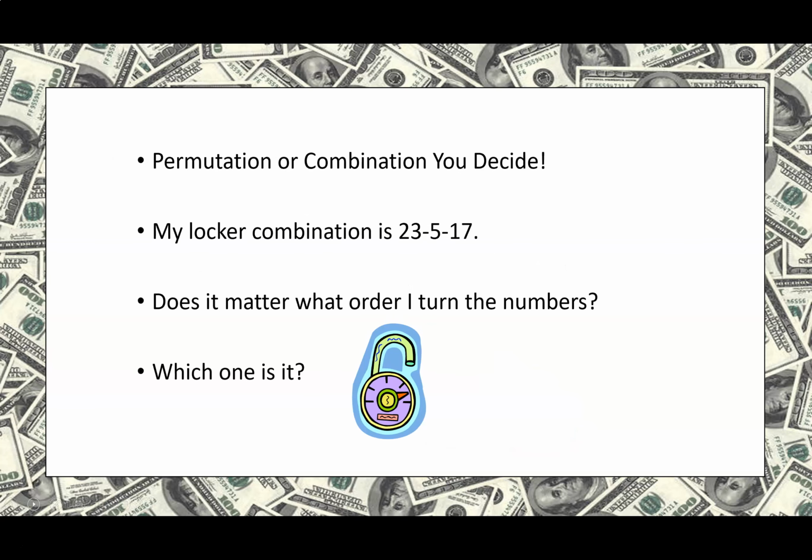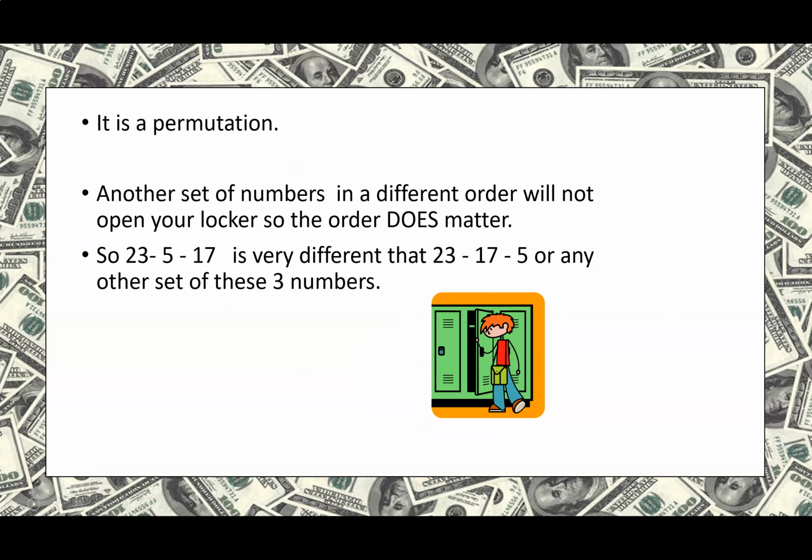How about this one though? Is it a permutation or a combination if I'm talking about my locker combination of 23, 5, 17? Does it matter what order I turn the numbers in? Which one is this one? If you said permutation, you're correct because the order does matter. So 23, 5, 17 is different than 23, 17, 5.